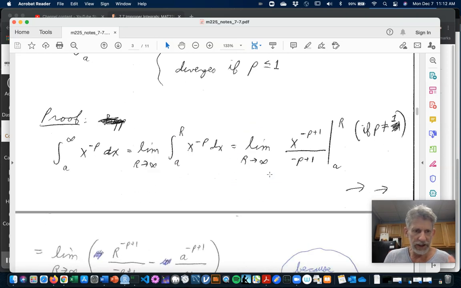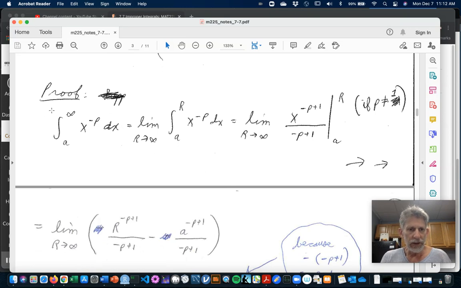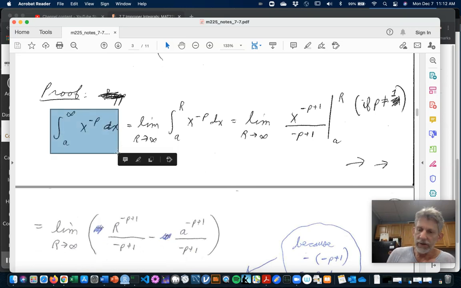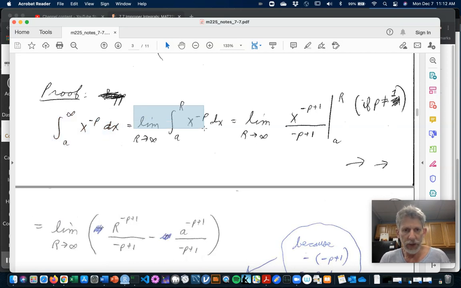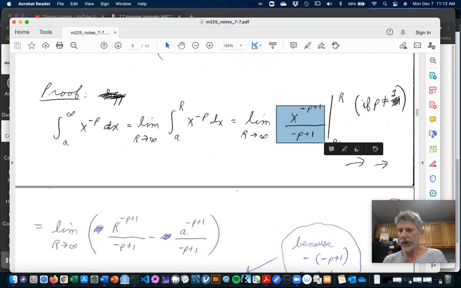Let's do a little proof of this. So let's look at the integral from a to infinity of x to the minus p dx. And we pull out the definition of improper integral. Then we go for an antiderivative of x to the minus p, and we've got x to the minus p plus 1 over minus p plus 1, as long as p is not equal to 1. Otherwise the denominator would be 0, and the power rule for antiderivatives would not apply. So we're going to have to consider that case separately. We'll bracket that and look at it later on.